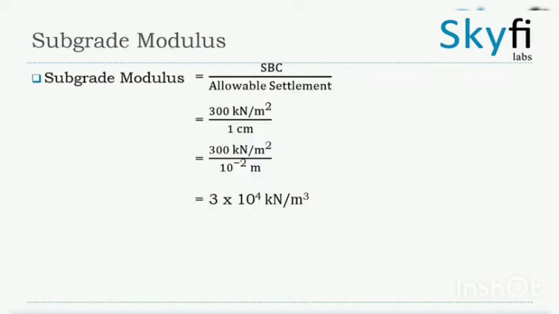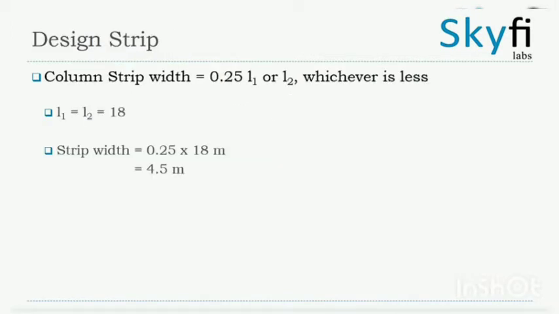The subgrade modulus, with the formula SBC upon allowable settlement, is 3 into 10 raised to 4 kilonewton per meter cube. The design strip width by formula is calculated as 4.5 meter, but we can take lesser than this. Hence, in this case, we have taken the strip width as 4 meter. Now let us start the design.